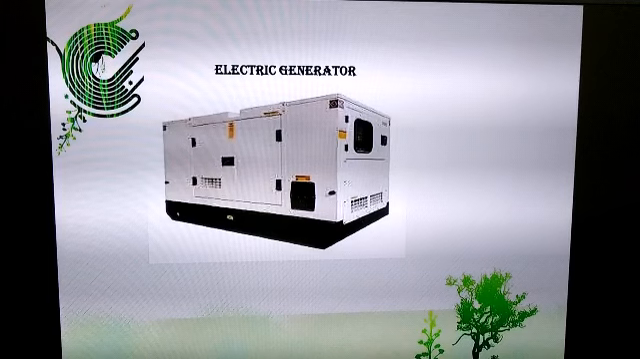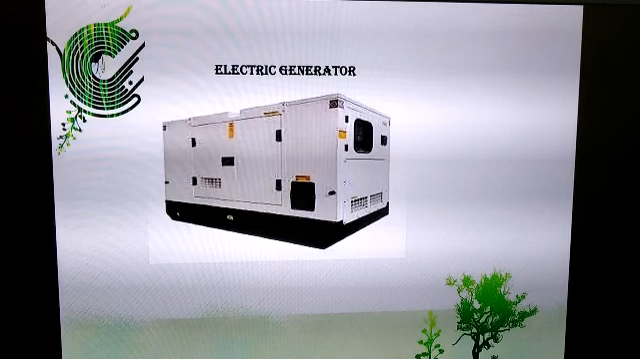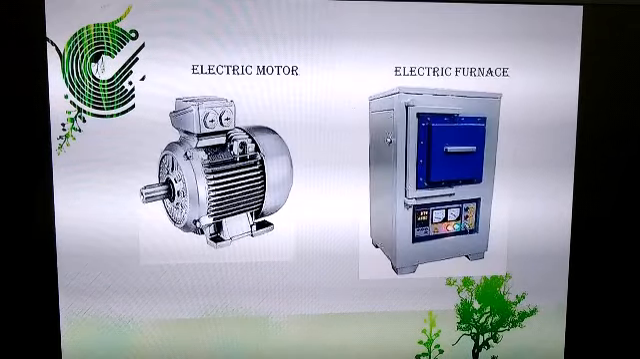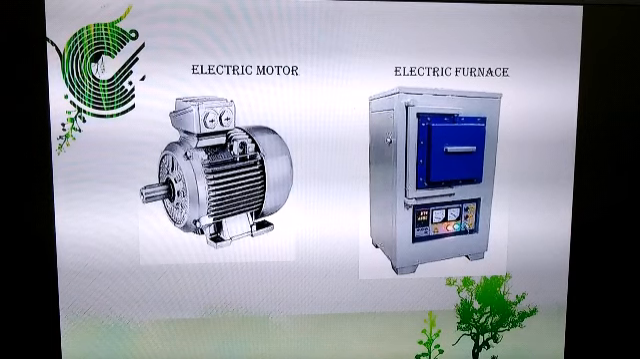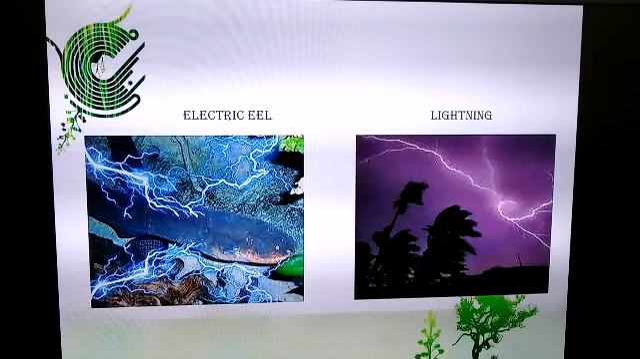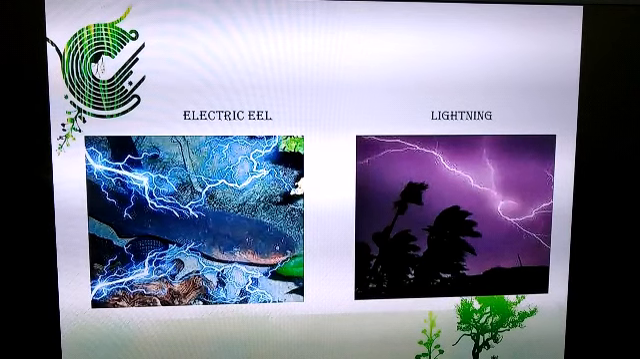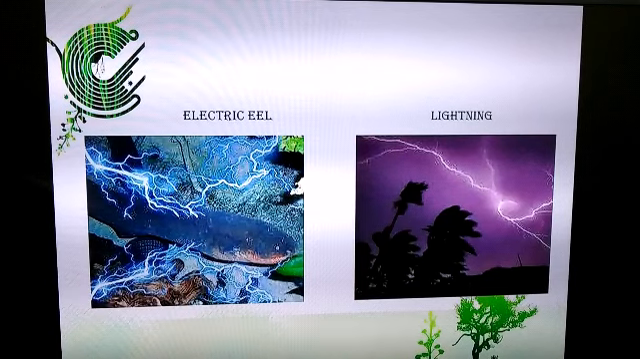Similarly, during power failure, hospitals, banks, industries, offices, private institutions run with the help of generators. Electricity is also used for running electric furnaces, electric motors, and many more instruments. Not only human beings, some animals like eels also produce electricity. And why do they do so? To catch their prey and also for self-defense. When lightning strikes any place, then natural flow of electricity takes place.